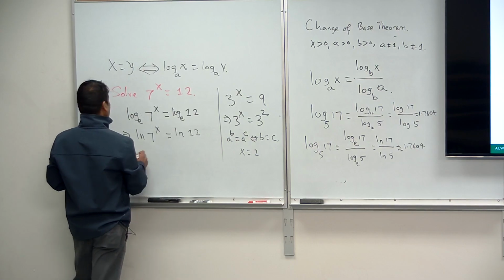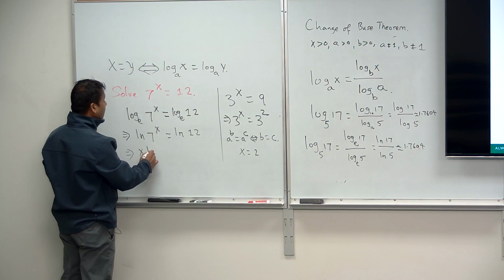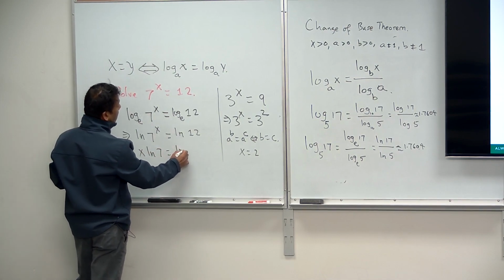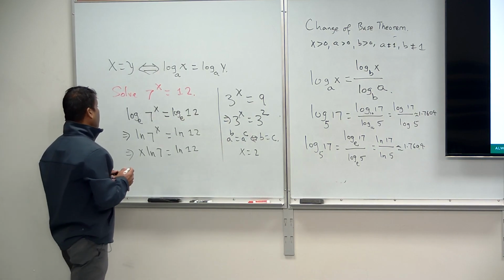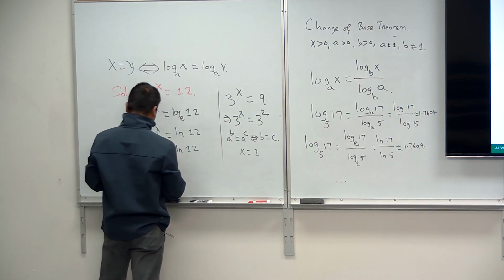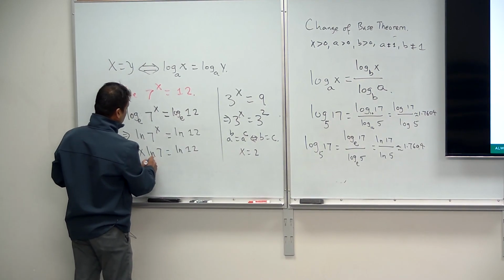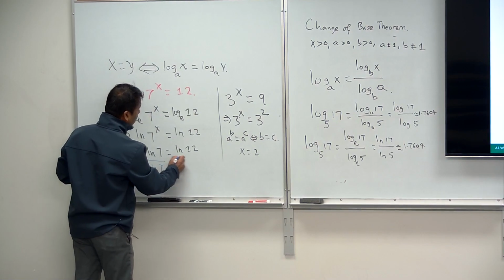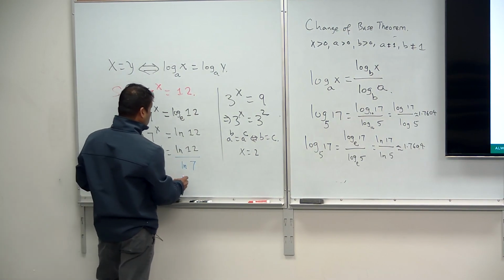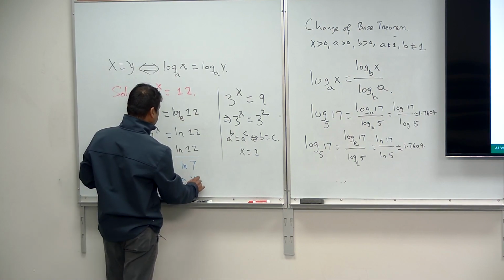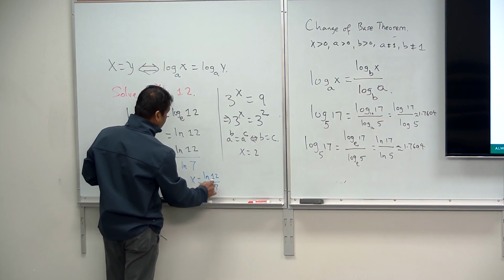So you have the power property. If you use the power property, it will be x times ln 7 equal to ln 12. And then you divide both sides by ln 7, because you need to find the value of x, right? So you do ln 7 over ln 7, so you cross them out. Now use the calculator to find the value of x. So x equals ln 12 over ln 7.